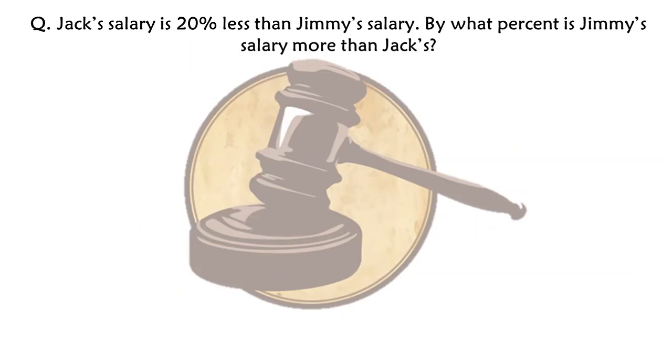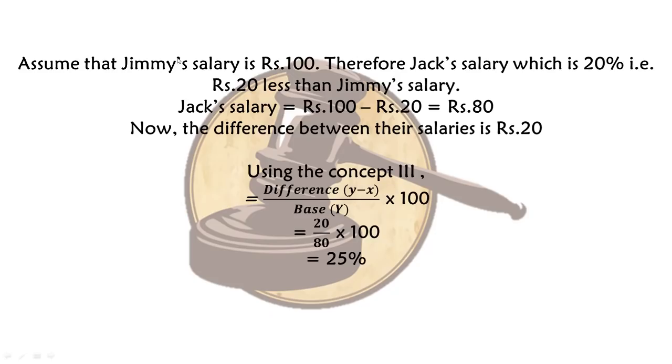Let's do one more question. This one is a fairly easy question. Jack's salary is 20% less than Jimmy's salary. By what percent is Jimmy's salary more than Jack's? Easy question. What you do is assume that Jimmy's salary is rupees 100. So Jack's salary is 20% less than Jimmy's salary, which is 20% of 100, that is rupees 20. So Jimmy's salary is 100, that we assumed, and Jack's salary would be 80 rupees.